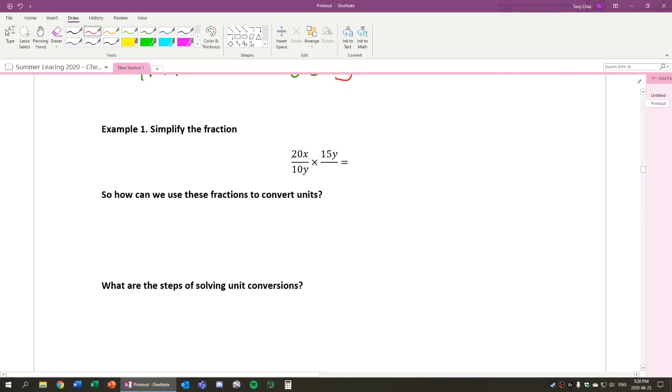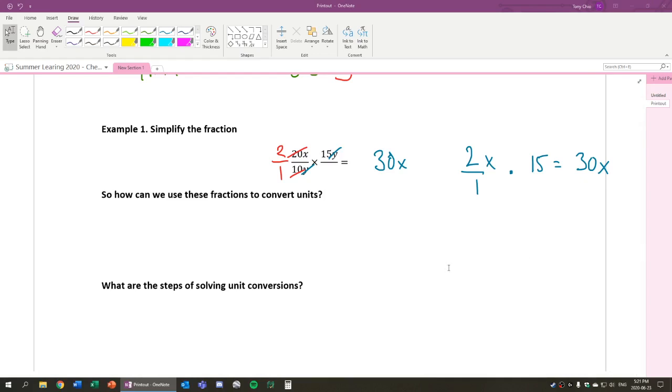Yes, you can see that the 20 and 10, this is just a 2 and a 1. What else cancels? Well, the y's also cancel. If you have the same variable in the numerator and the same variable in the denominator, they will cancel out. So what you're left with is 2 times 15x, which is 30x. If you don't understand how this works, let's take a look. What we have here is 2 over 1x times 15. That's why it's 30x. It's 30 over 1x, but it's 30x.